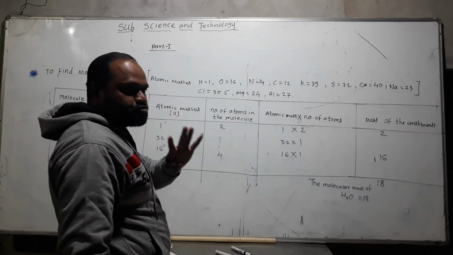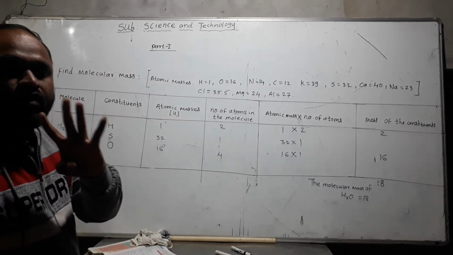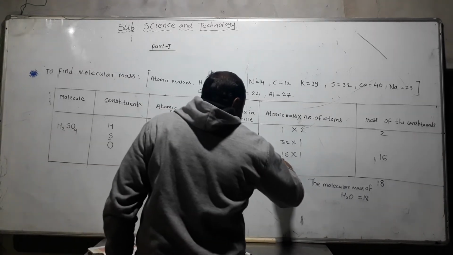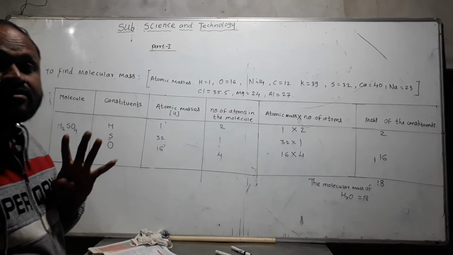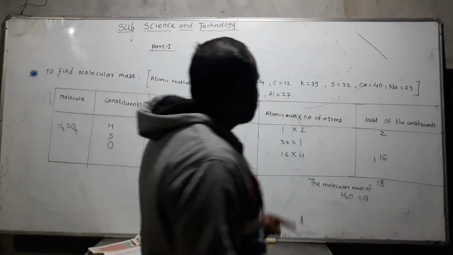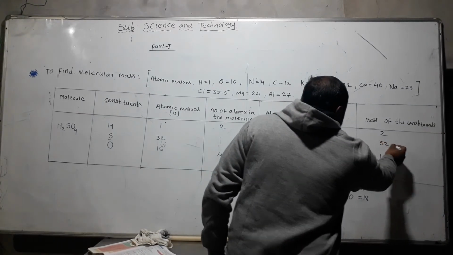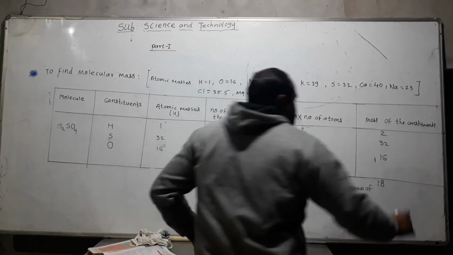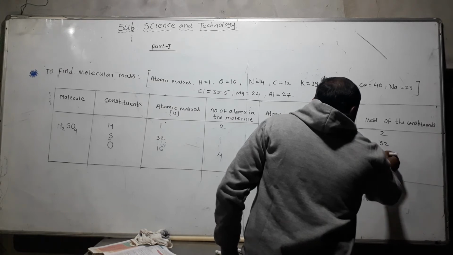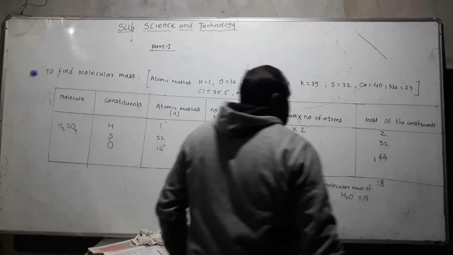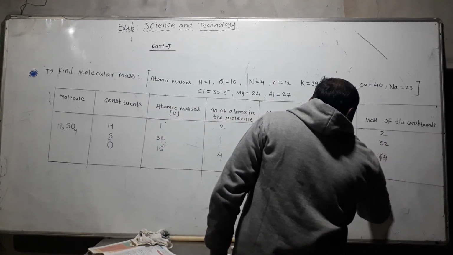And oxygen, H2SO4, O4 means how many atoms are there? 4 oxygen atoms are there. The atomic mass of oxygen is 16, and there are 4 atoms of oxygen in H2SO4. So multiply: 1 into 2 is 2, then 32 into 1 is 32, then 16 fours are 64. Now to add all the constituent atoms, 2 plus 32 plus 64.